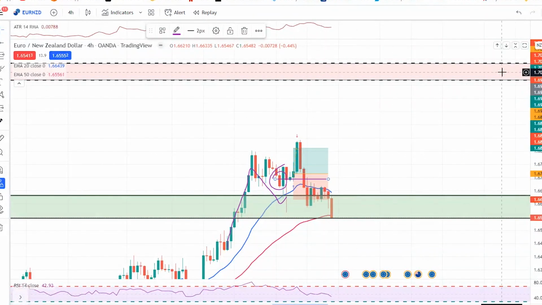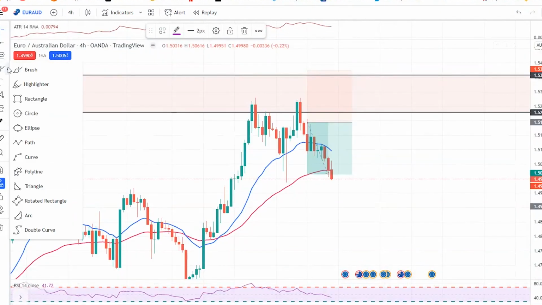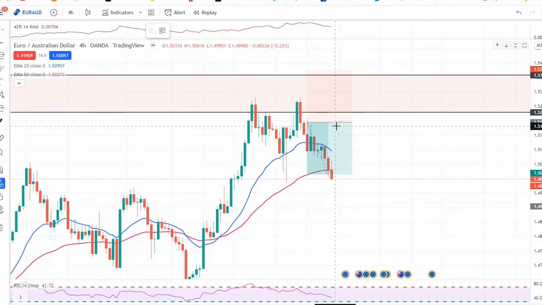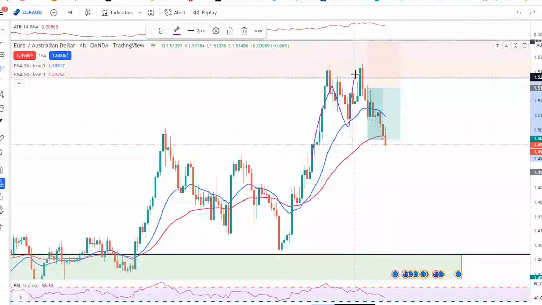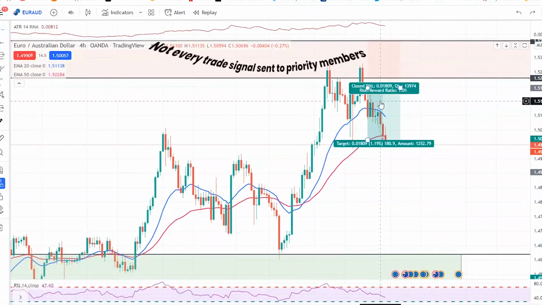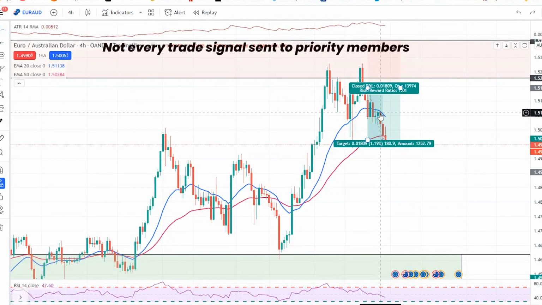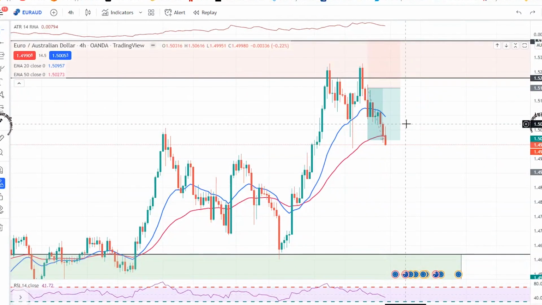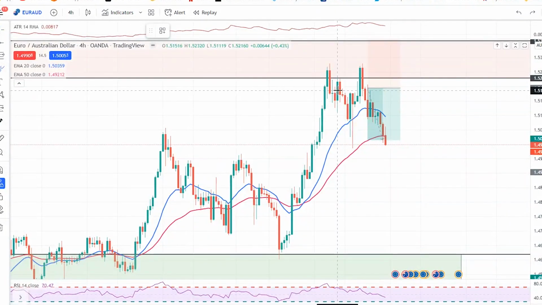So this was one of the pairs I've sent to my priority members, and let me show you. Right here, as you can see, I have these zones marked on my chart, and we had a nice double top move, and that was a valid entry. And here you can see we got a nice 180 pip take profit. So this is the power of taking an entry using these zones, taking a counter trade, and you know where to enter the counter trades once the market hits these zones. There will be no guessing games, so that you know where to enter.